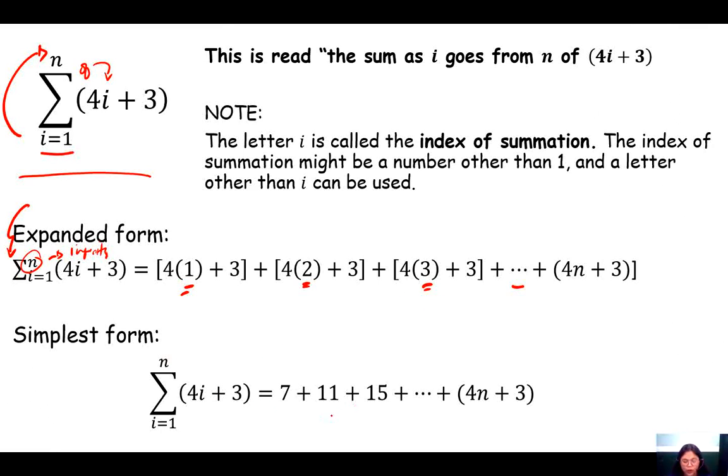How do we get that? We simply simplify the expanded form. So 4 times 1, we have 4. 4 plus 3 is 7. So that's why this is 7. 4 times 2 is 8, plus 3, we have 11. That's why this is 11. 4 times 3 is 12, plus 3 is 15. That's why this is 15. Then plus ellipsis plus 4n plus 3. So that is the expanded form and the simplest form.